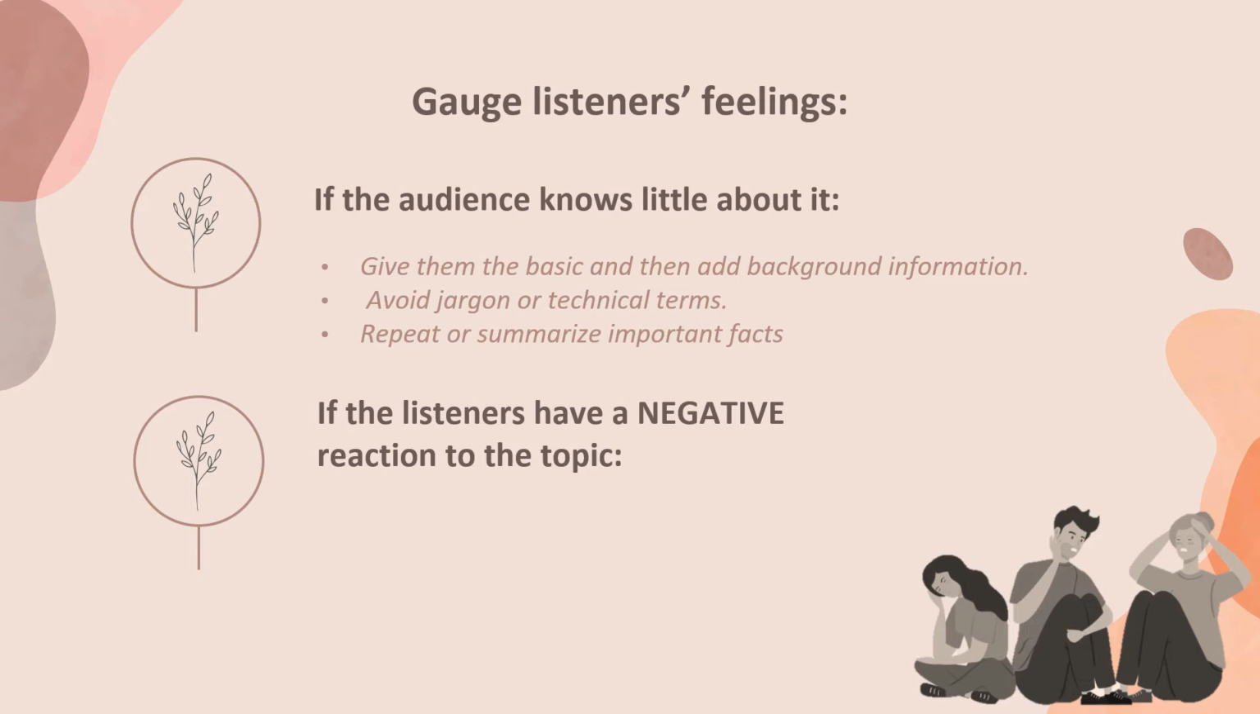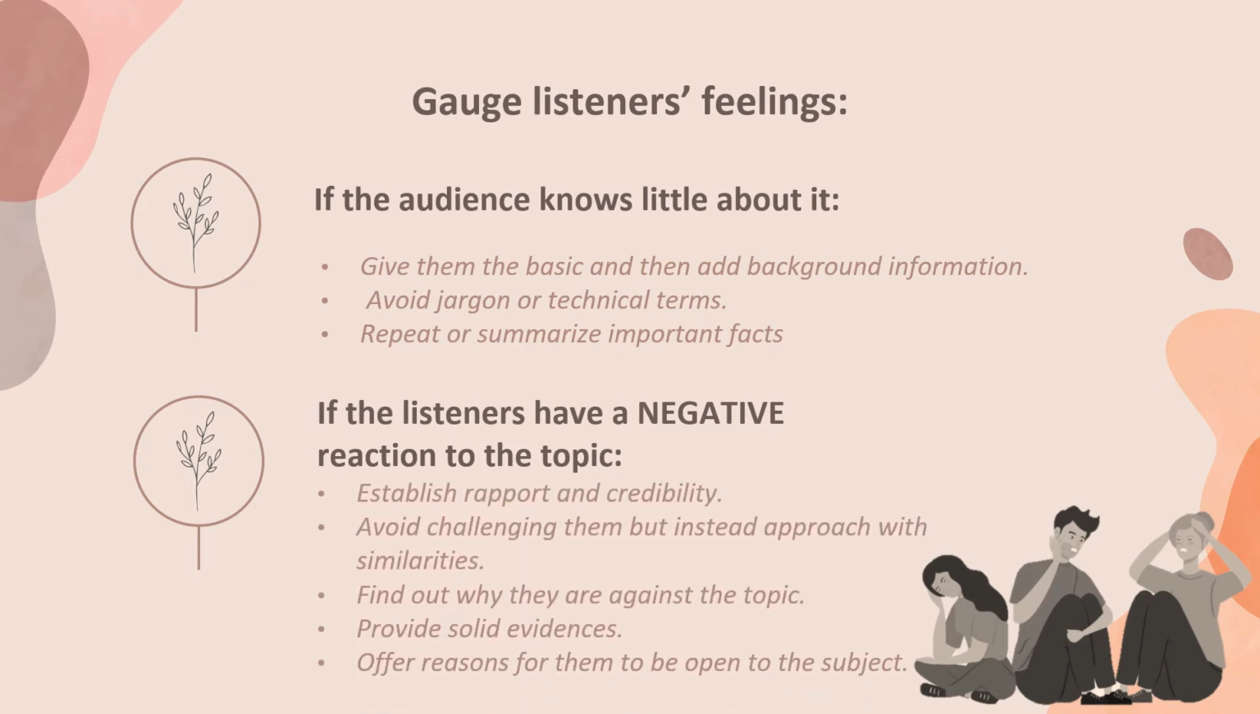Now, there's another thing. If the listeners have a negative reaction to the topic, what do you do? There are five things that you can do. First one, establish rapport and credibility. As a speaker, as I've said before, it's very important for the audience to know that you are credible, for them to believe the information that you're giving them is in fact factual or true.